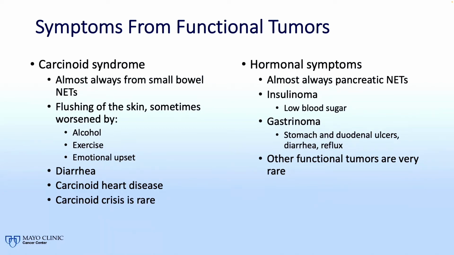Carcinoid syndrome is the best known functional syndrome. This is almost always from small bowel neuroendocrine tumors, but sometimes from lung NETs, almost never from pancreatic NETs or any of the high grade neuroendocrine carcinomas.